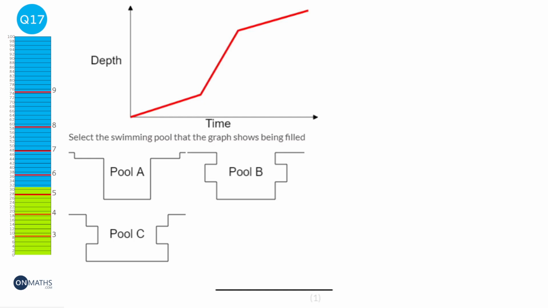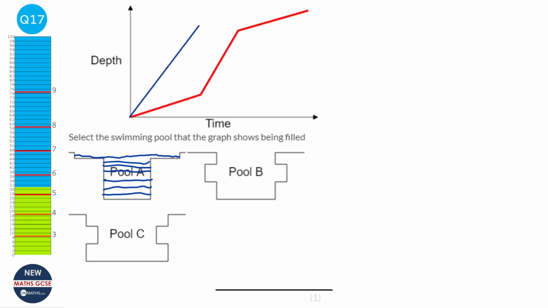So with each of these pools, try and imagine it being filled. So pool A, first of all, we've got water coming into it, and it's actually going to go quite quickly initially, and then it will hit a point at the end where actually it will go really quite slowly because it's a wider pool. So we would imagine that the graph for pool A would actually go quite quickly at the start, and then at the end it would go much slower. And the red graph doesn't really describe that at all.